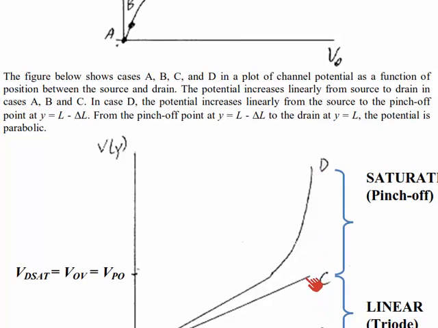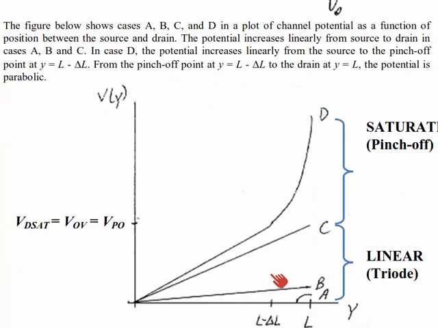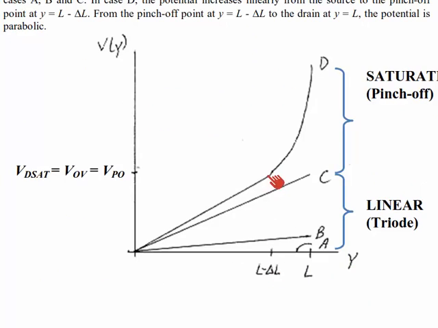So we increase the voltage on the drain, pushing the pinch-off point away from the drain to this location L minus delta L. But we still have a potential drop from the end of the channel out to the drain. Okay, so we have the same potential at the end of the channel in case D as we do in case C, but in case C, the end of the channel occurs at the drain. In case D, the pinch-off point gets pushed away from the drain. But we still have potential dropping from the pinch-off point to the drain.